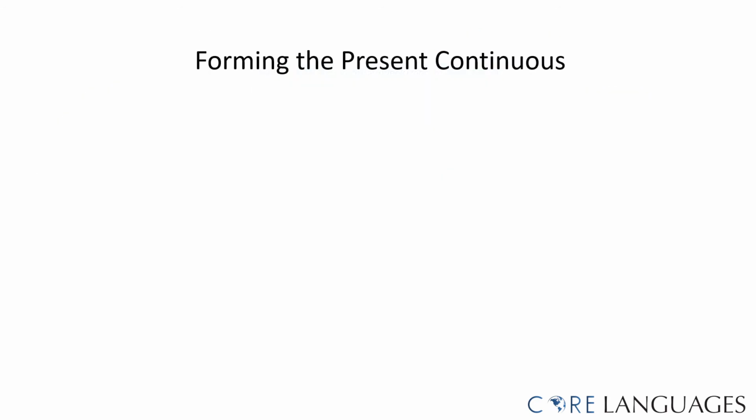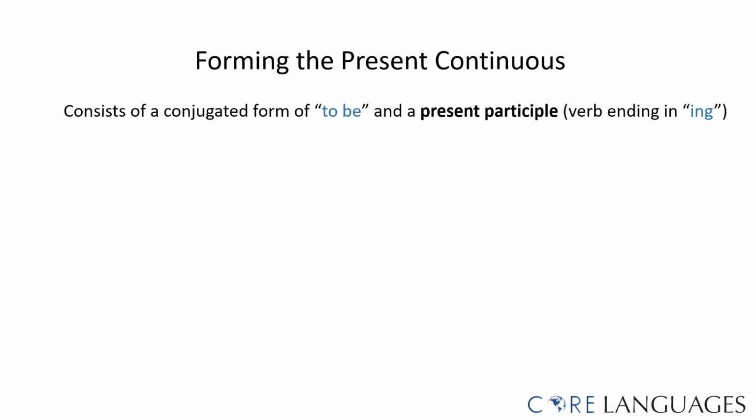To form the present continuous, we need a conjugated form of the verb to be and a present participle, which is a verb ending in ing. We use the present continuous mostly for things that are happening right now, but we can also use it to talk about things that are happening in the near future.